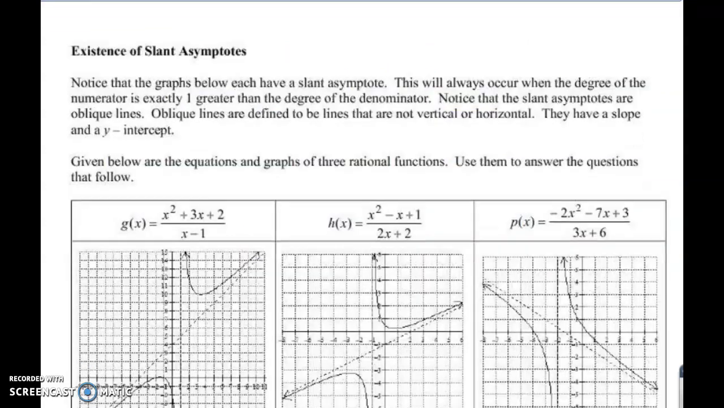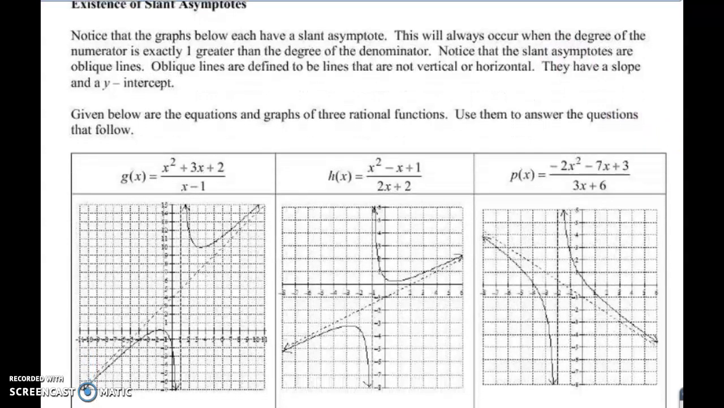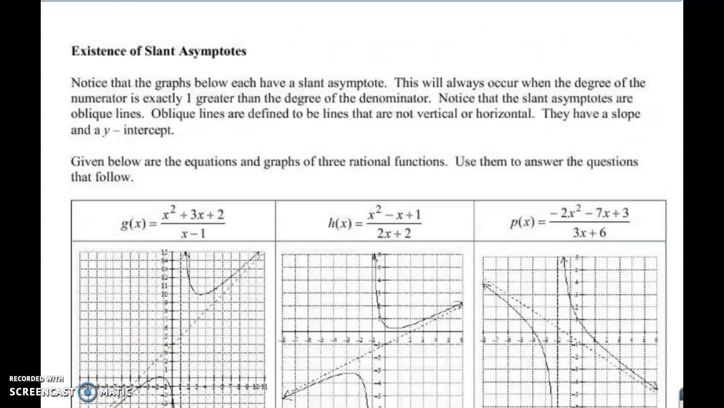Let's get through one more slide, and that is the existence of a slant asymptote. Actually, I'm going to stop right here so that this video is somewhat small and we can finish up slant asymptotes on a new video.